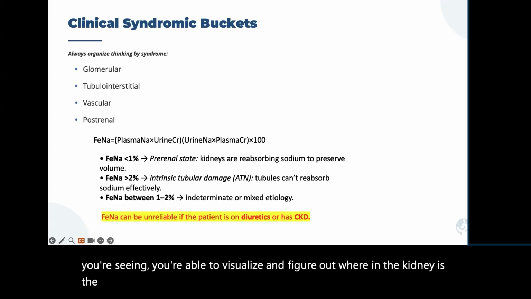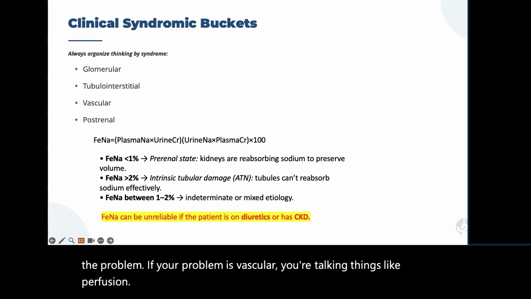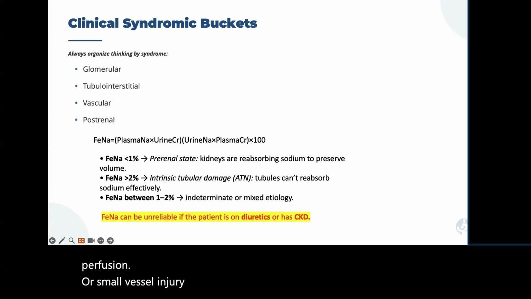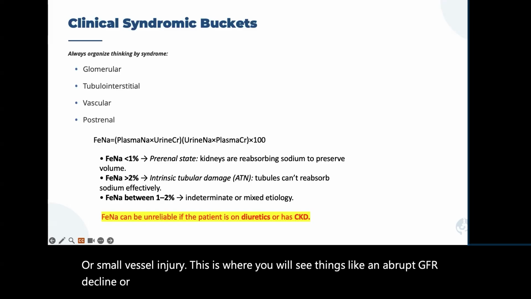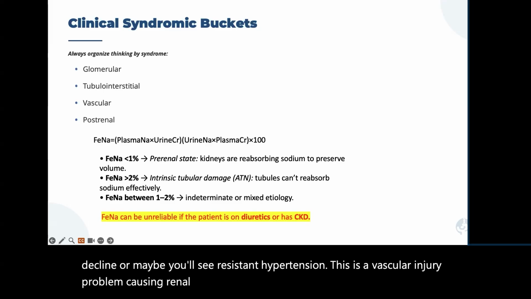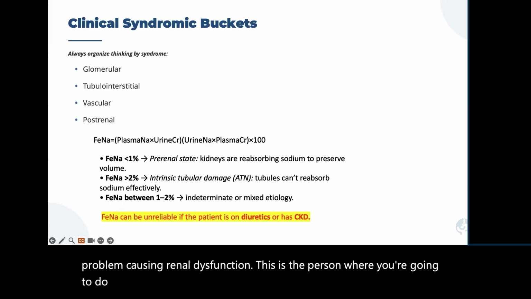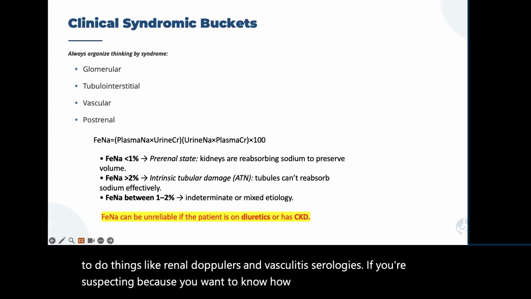If your problem is vascular, you're talking about things like perfusion or small vessel injury. This is where you will see things like an abrupt GFR decline, or maybe resistant hypertension. This is a vascular injury problem causing renal dysfunction. This is the person where you're going to do things like renal Dopplers and vasculitis serologies if you're suspecting it, because you want to know how well perfused the kidney is.